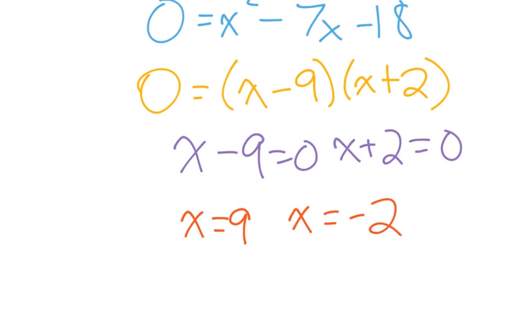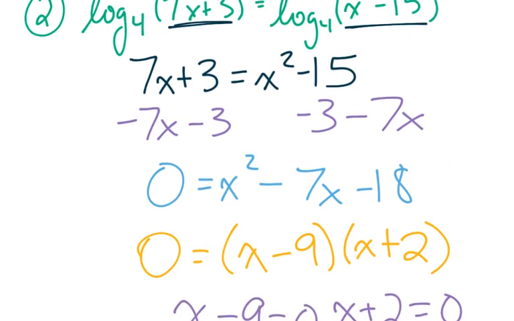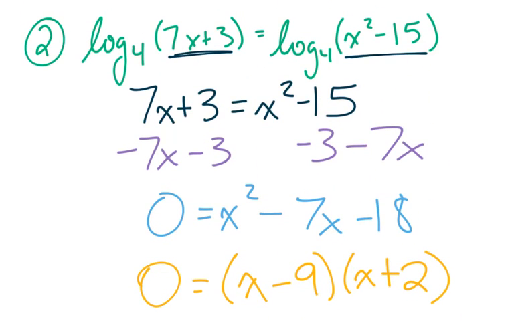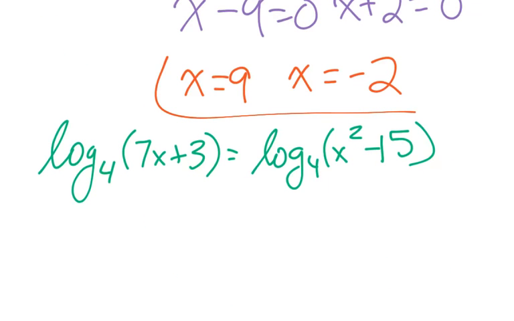But here's the issue. We might have two answers, or because we're dealing with logs, one of these might make an undefined option. So we want to relook at our problem. And if either of these answers were to give us a negative in the argument inside of the parentheses, we would have an undefined log because you can't do the log of a negative.